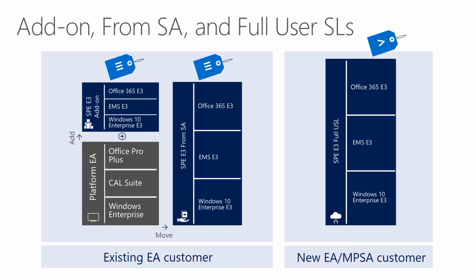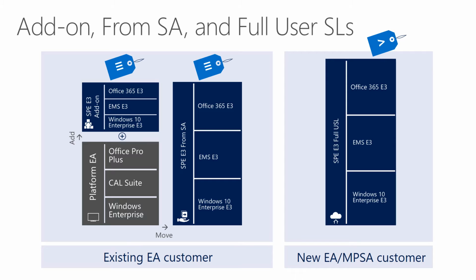Let's start over at the right hand side of this slide, and you can see that this represents the SPE full USL, which we know is a single license for all 3 components. This is ideal for a brand new EA or MPSA, that's the Microsoft Products and Services Agreement customer. There are some minimums associated with these programs, so 500 USLs for the EA and 250 for the MPSA, and in fact it's the only SPE license available in the MPSA. However, in the EA there are a couple of other alternatives, an add-on USL and a from SA USL. Let's consider when they're the right choice for a customer.